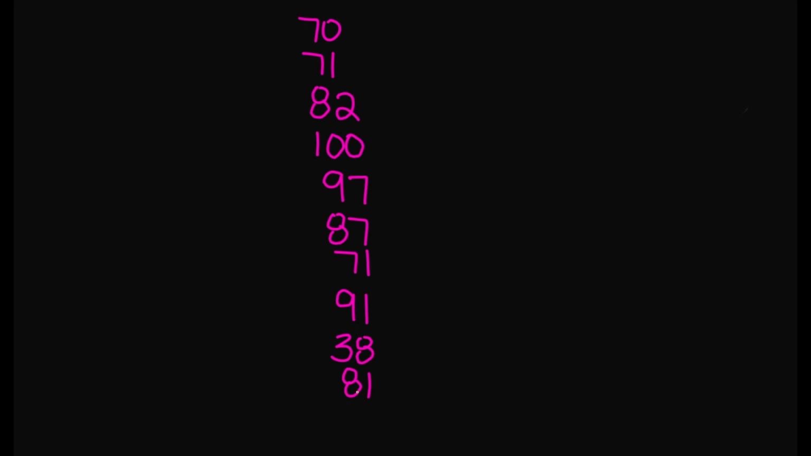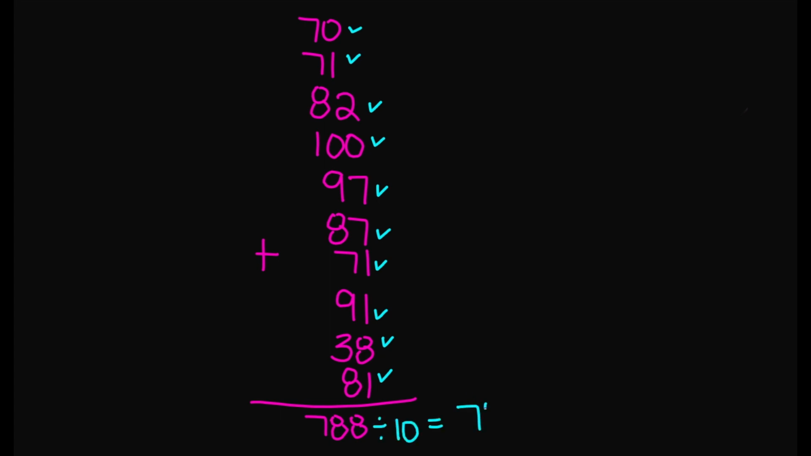If I add all of these scores up, I'm going to get 788. And now I'm going to divide my 788 by the number of items. So we have 1, 2, 3, 4, 5, 6, 7, 8, 9, 10. So divide 788 by the number 10. And my answer here is going to be 78.8. So the average score in the classroom from these test scores here is going to be 78.8.